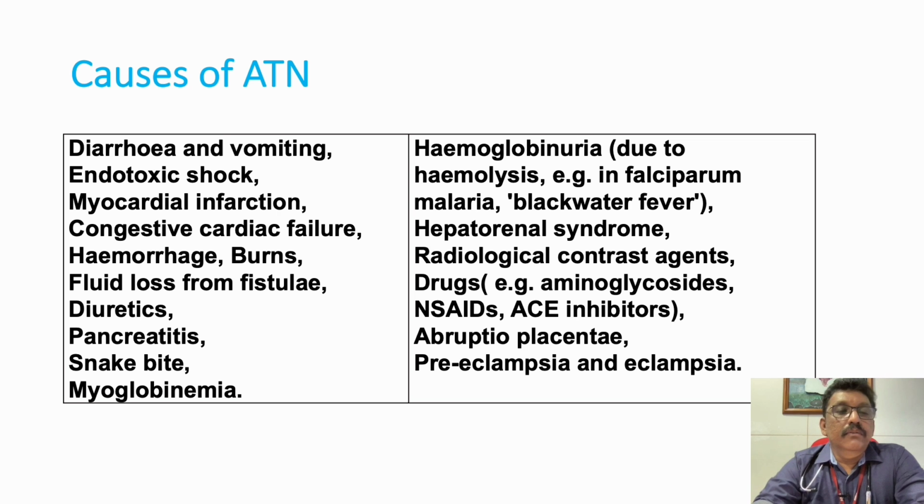It can be diarrhea, vomiting, endotoxic shock in various types of sepsis, myocardial infarction, congestive cardiac failure, hemorrhages, burns, fluid loss from fistula, diuretics, pancreatitis, snake bite, myoglobinuria, hemoglobinuria, hemolysis, hepatorenal syndrome, radiological contrast agent induced injury, aminoglycosides, NSAIDs, ACE inhibitors, abruptio placenta, preeclampsia, eclampsia. There are various causes for acute tubular injury. So in any acute illness or any drug induced problem, if the patient is developing renal failure, then we have to suspect acute tubular necrosis.